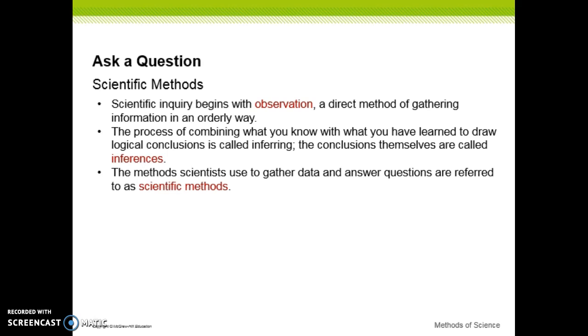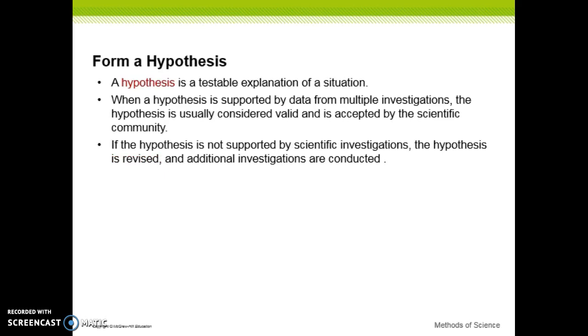The methods scientists use to gather data and answer questions are referred to as scientific methods. A hypothesis is a testable explanation of a situation. Well, what does that mean, testable explanation? Well, I'll tell you. You cannot test what someone is thinking. You just can't. You cannot test exactly the words that are coming into their head. Now, can you test if there's an emotional response to certain types of words? Sure you can. But you cannot test their actual words, the vocabulary that's going through their head.